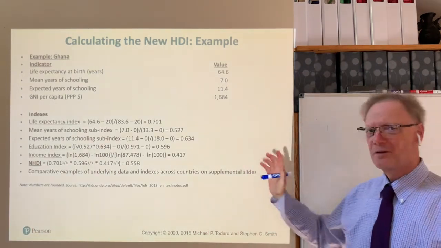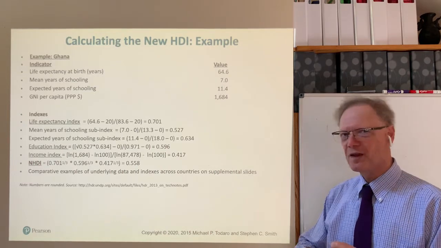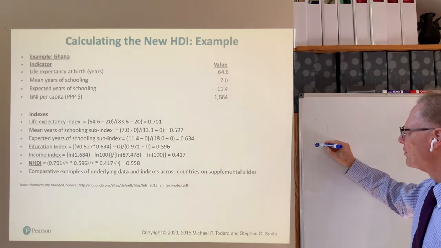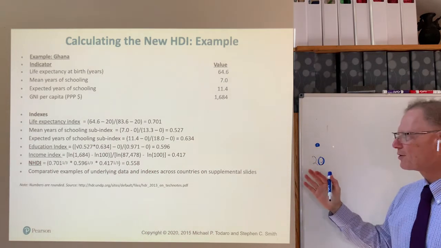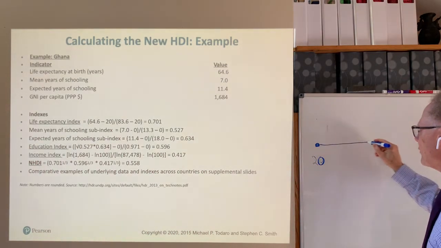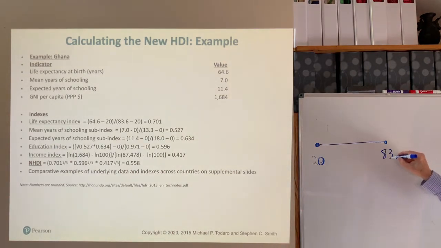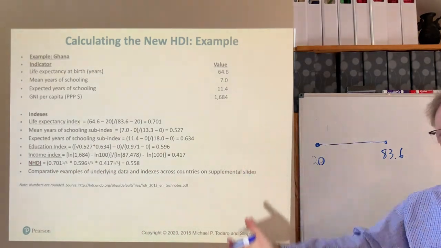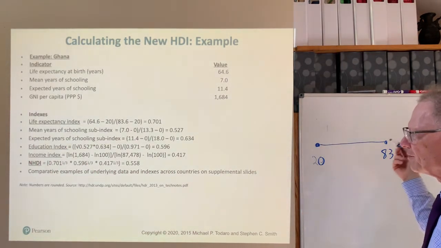Just continue, we can think about this literally in a kind of goalpost way. So let's just take the life expectancy index. We see that the lower goalpost is 20 years. So we're not really considering anything less than 20 years. The upper goalpost, in contrast, is 83.6 years. This was the highest life expectancy of any country, so it's thought of as an aspirational target that you might try to reach if you're a developing country, for example.